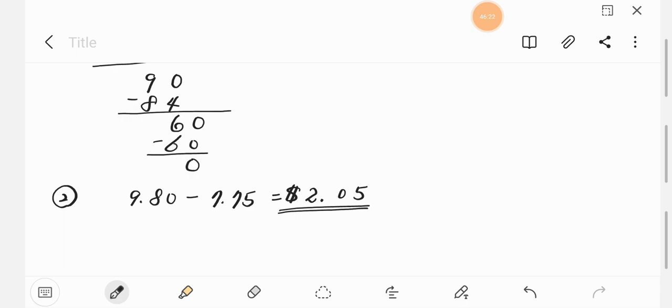Okay, that's it for this section. Then please also try as many exercises as possible in the textbook.